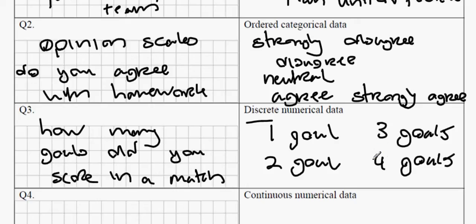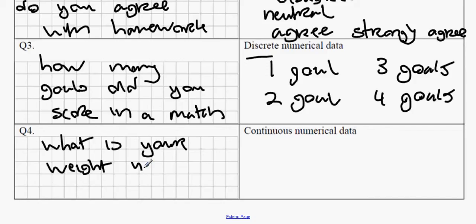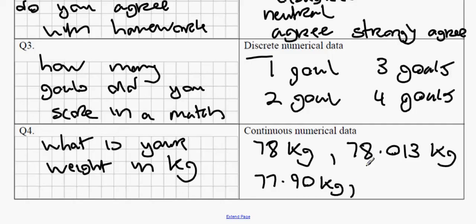Okay. Well, continuous data would be what's your weight in kilograms, let's say. Now, an example of weight in kilograms is, I might say I'm 78 kilograms, but in reality, I'm probably 78.013 kilograms. I'm never quite 78 kilograms. I'll always be slightly under it or slightly below it. Okay, so basically, continuous numerical data is on a scale. So another example would be how tall am I?